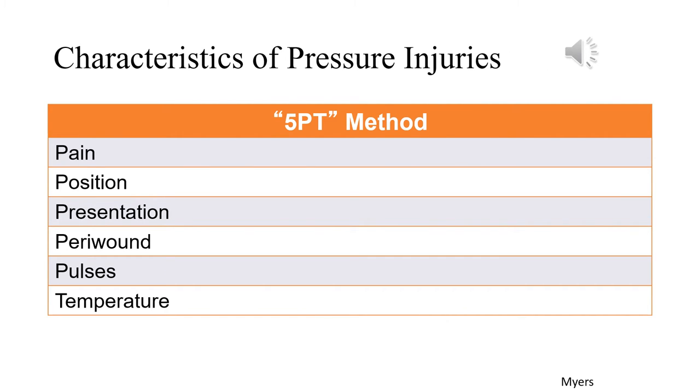For all of the major wound types, we're going to utilize what we call the 5PT method. This is just a method to think through the characteristics of the different wound types. Those 5 P's that we're going to look at are pain, position, presentation, peri-wound pulses, and then the T stands for temperature. So we're going to think about those with each of the major wound types.